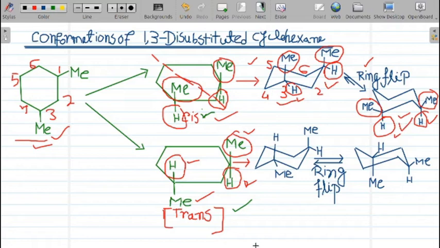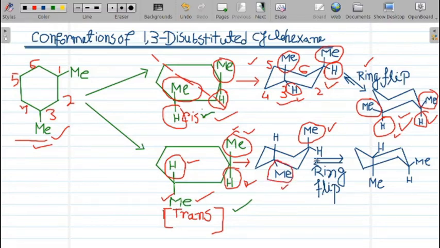And now we will discuss the chair conformation of the trans 1,3-disubstituted cyclohexane, and here the substituents are two methyl groups. In the trans conformation, one methyl group is present above the plane and another methyl group is present below the plane. So in the chair conformation, one methyl group is present at the axial position and another methyl group is present at the equatorial position.